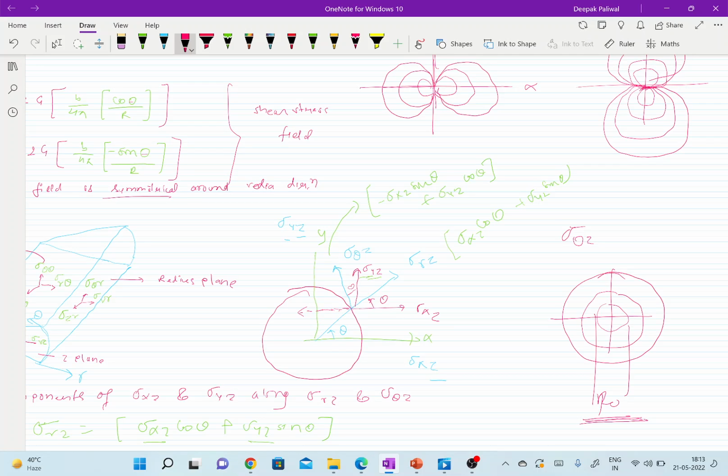So this is what we had in this lecture, and in the upcoming lecture we will talk about the edge dislocation, and the stress field and strain field around the edge dislocation.